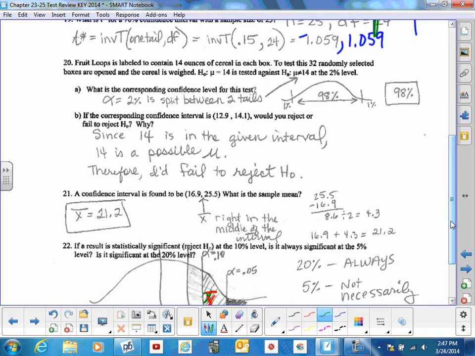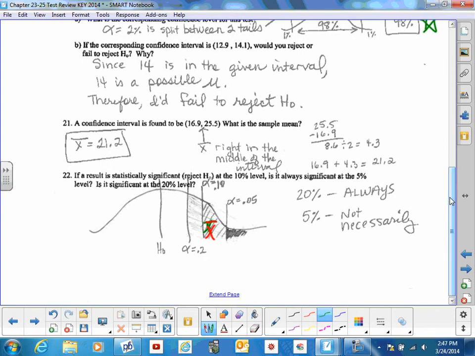And number 20, I'm not going over too much. This problem here, I'm actually going to reference more in depth on the next page. So let's just hold off if you have a question on that. 21, your sample is right in the middle. Okay, 22, we've done this before.